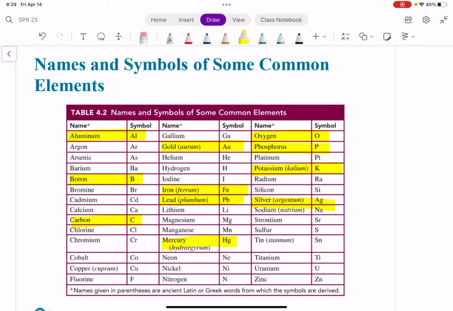Mercury's Hg. And the reason for that is that they're actually named after ancient Latin and Greek words. So that's where some of those symbols are derived. And we haven't changed them, that's just what they are. So be on the lookout for those. You'll get used to a lot of the really common ones, like on this list, just naturally through working with them.